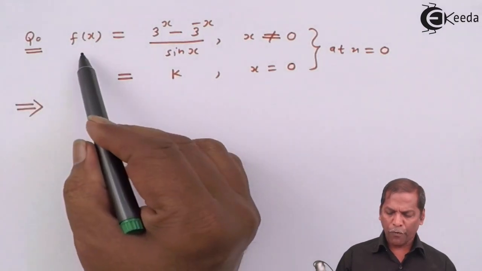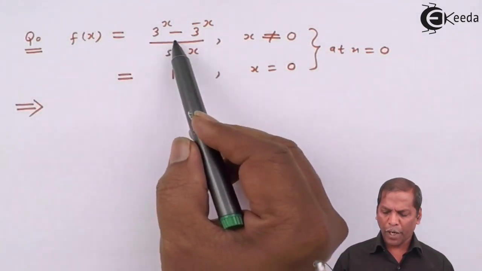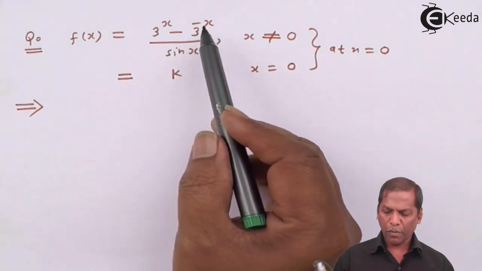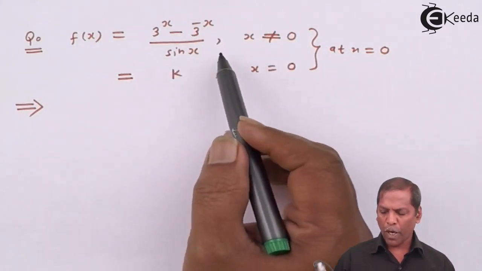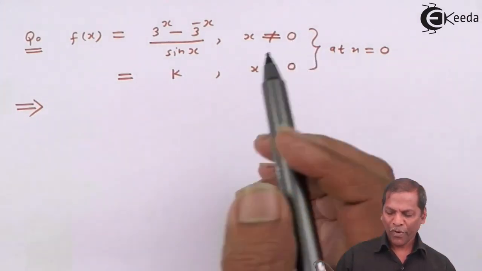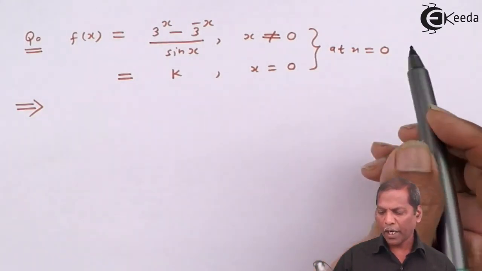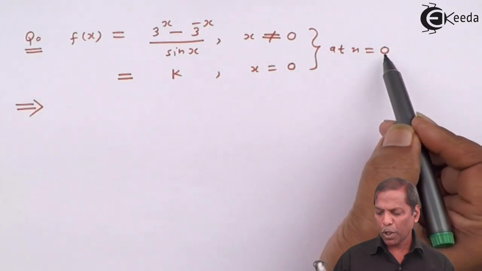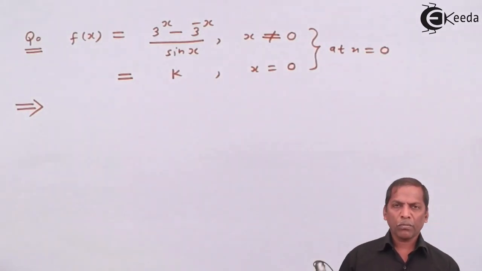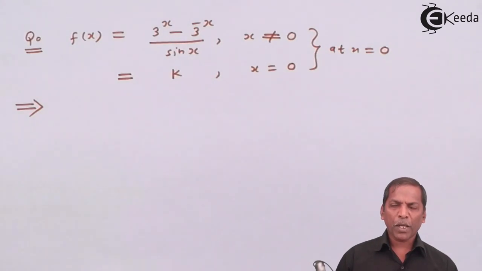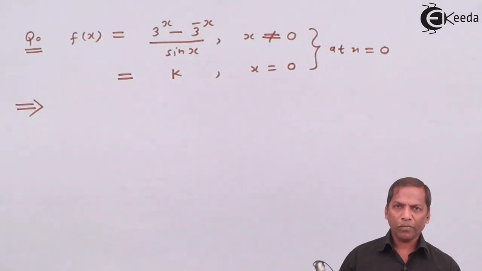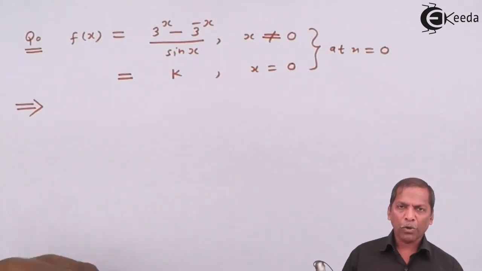The question is f of x is equal to (3 raised x minus 3 raised minus x) upon sin x, for x not equal to 0, and equal to k for x equal to 0, at the indicated point x equal to 0. Now in this question, f of x is given as continuous at the point x equal to 0, and by using that fact we have to find the value of k. So now let's see the solution.